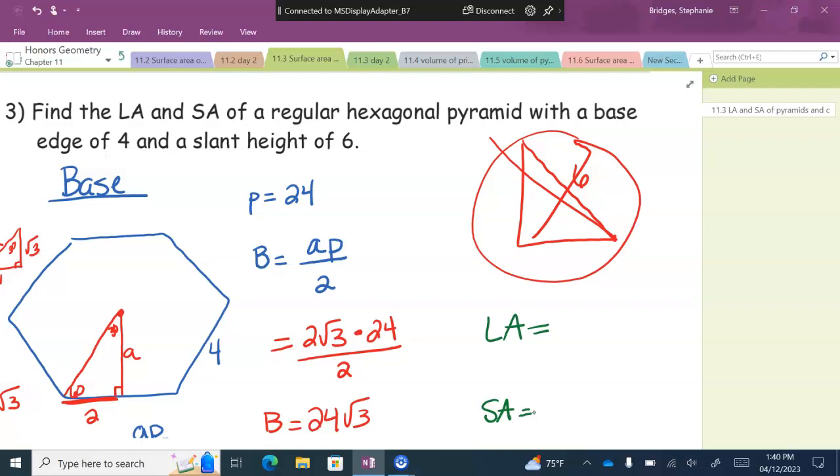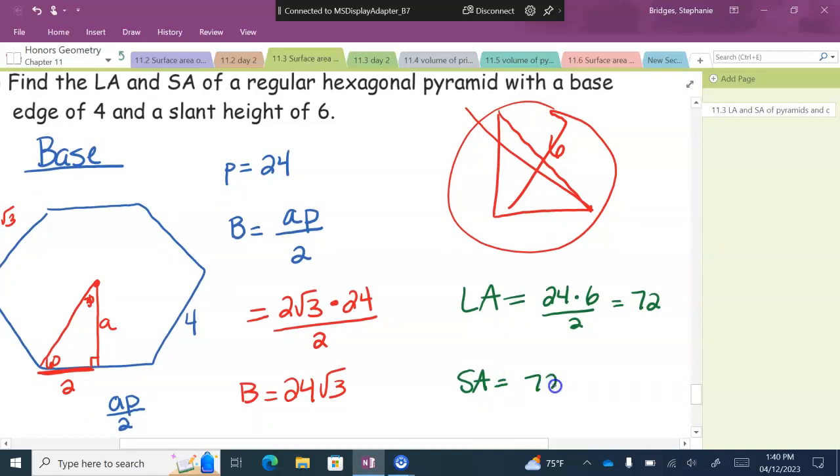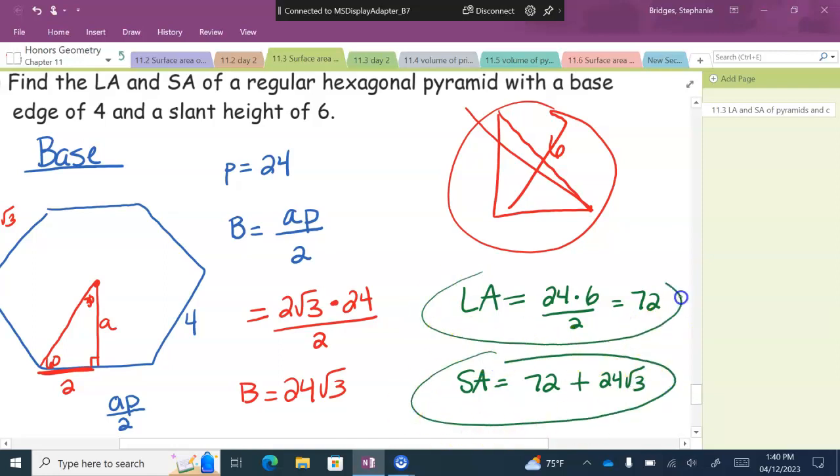Lateral area is my perimeter times my slant height divided by 2. What is our perimeter? 24. What did they tell us our slant height was? 6. I'm going to divide that by 2, which gives me a lateral area of 72. And then my surface area is my lateral area 72 plus my area of my base, which we said was 24 square roots of 3. Can I actually combine those together? No, they are not like terms, so I'm going to leave my answer just like that. Lateral area is 72. Surface area is going to be 72 plus 24 square roots of 3.